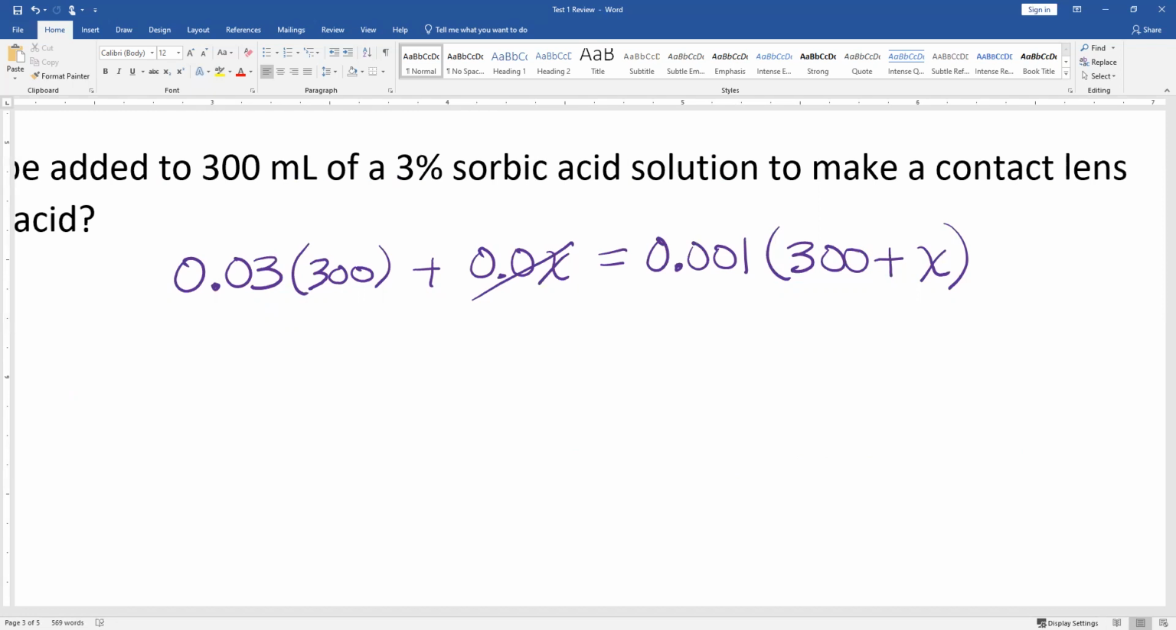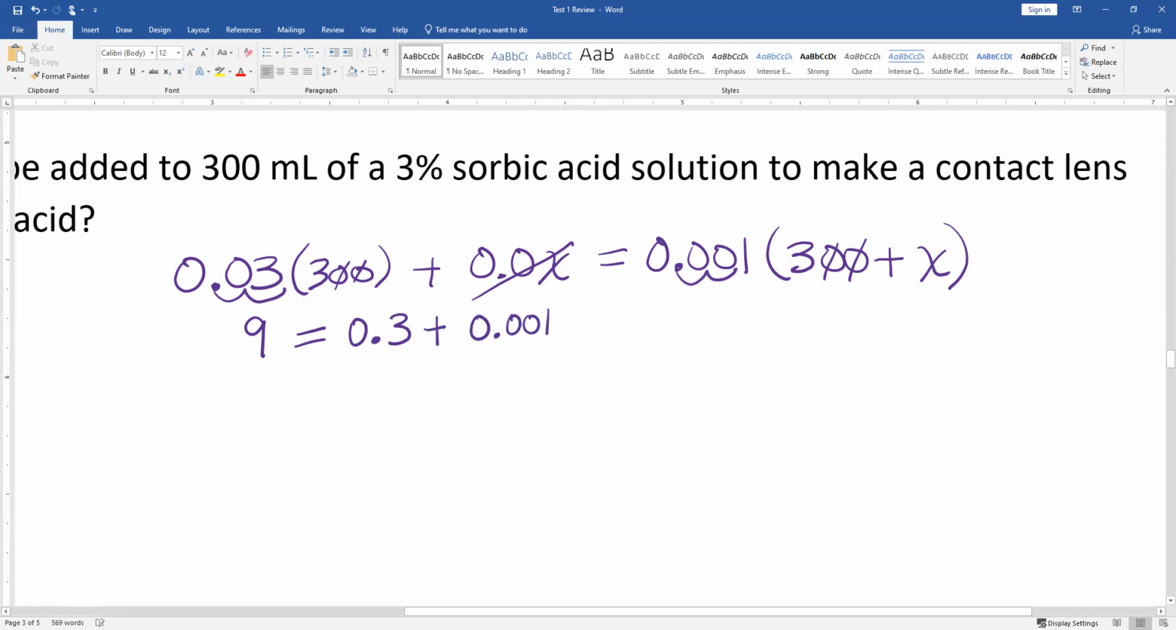Okay, so what's 0.03 times 300? Okay, so 9. Well, these 2 zeros move your decimal back 2 places, and so you end up with 3 times 3, which is 9, equals what's 0.001 times 300? Those 2 zeros move it 2 places, so we end up with 1 times 3, 0.3 plus 0.001x.